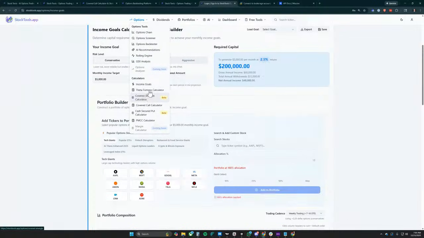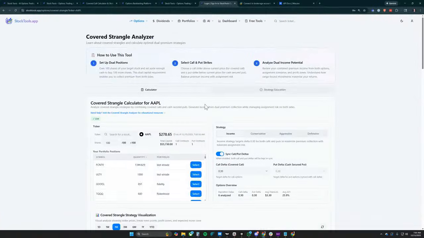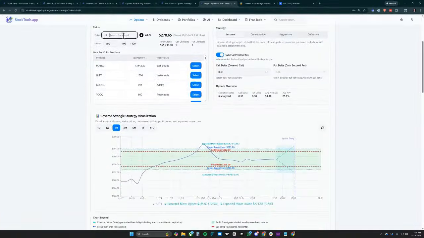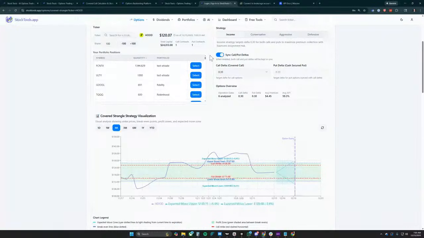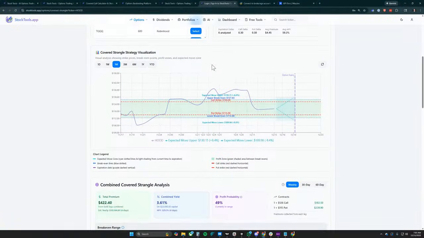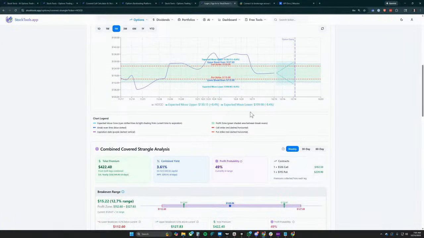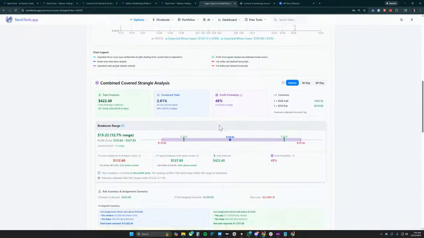What else? So the covered strangle calculator is pretty cool too. Similar to the other ones, we'll go into HOOD and we'll look here. The idea is it comes in and tries to find these trades for you, and estimate, okay, if I did put a covered strangle on HOOD, I'd make $400 a week, about 3.6%.